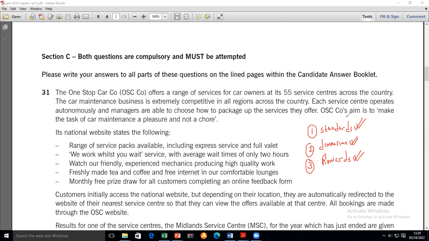Tell me something about a dimension. Dimensions, how many items do we have in the dimensions? We have 6.